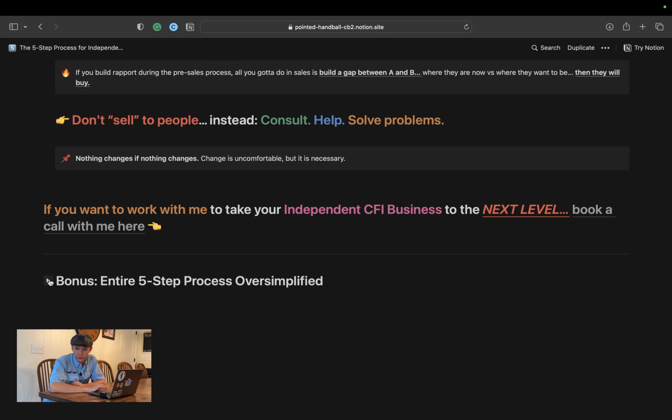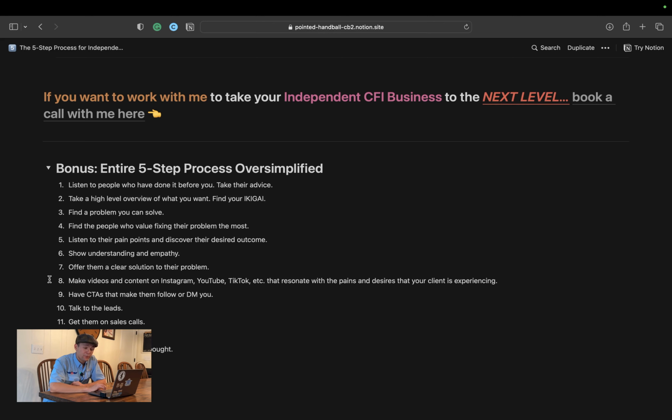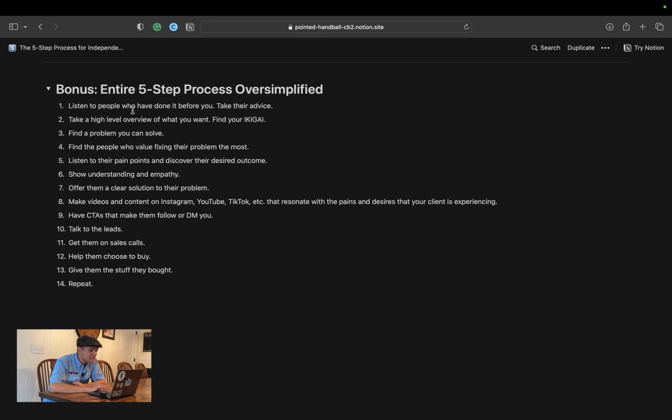And that right there sums up all five of the steps of how to be successful in business as an independent flight instructor. I have a bonus for you right here. This is the entire five-step process oversimplified. Listen to people who've done it before you. Take their advice. Find a high-level overview of what you want. Find your ikigai, if you haven't heard of that term before. Find a problem you can solve, people to solve it for that value it.